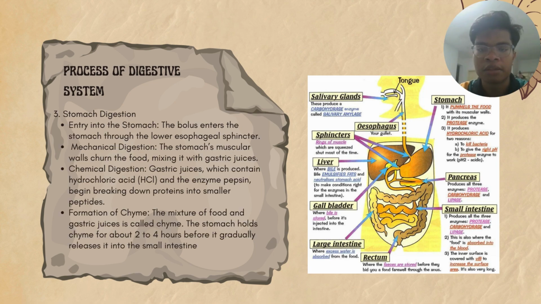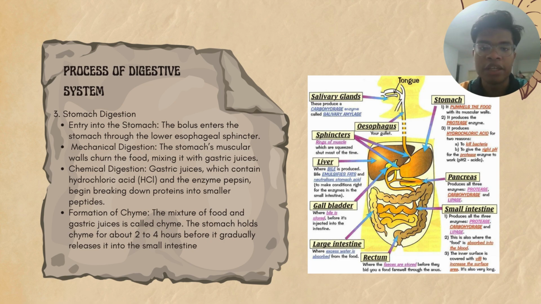Next is the stomach. The bolus enters the stomach through the lower esophageal sphincter. There are two types of digestion in the stomach, which are mechanical digestion and chemical digestion. In mechanical digestion, the stomach muscular wall churns the food, mixing it with gastric juice. Chemical digestion: gastric juice, which contains hydrochloric acid, and the enzyme pepsin begin breaking down proteins into smaller peptides.